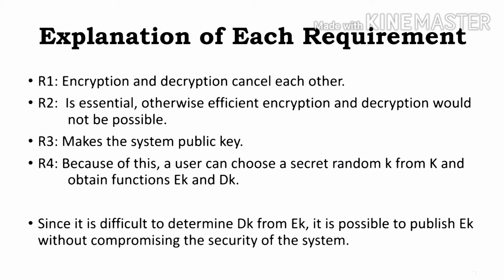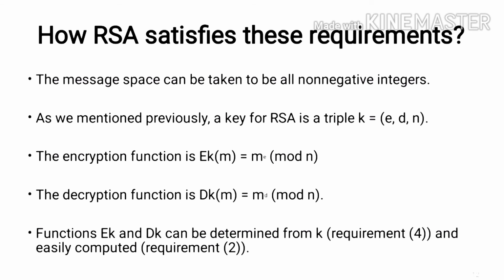Because of 4, a user can choose a secret random key from capital K and obtain functions EK for encryption and DK for decryption. It is difficult to determine DK from EK. Hence, it is possible to publish EK without compromising the security of the system. Let's now see how RSA satisfies the 4 requirements.